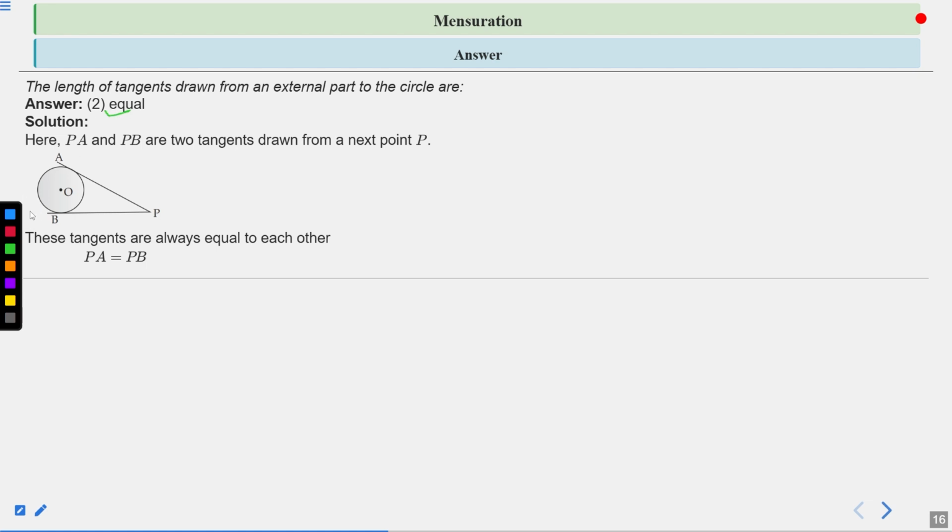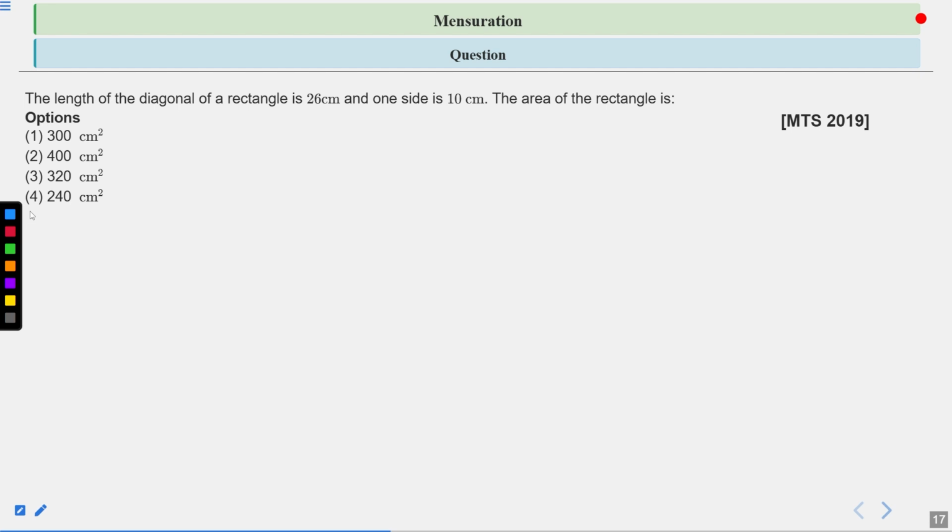Next one. The length of the diagonal of a rectangle is 26 centimeter and one side is 10 centimeter. The area of the rectangle is, and this question was asked in SSC MTS exam 2019. So there are four options. First one is 300 square centimeter, second is 400 square centimeter, third one is 320 square centimeter, and fourth one is 240 square centimeter. Now you have 10 seconds to analyze the question. Your time starts now.